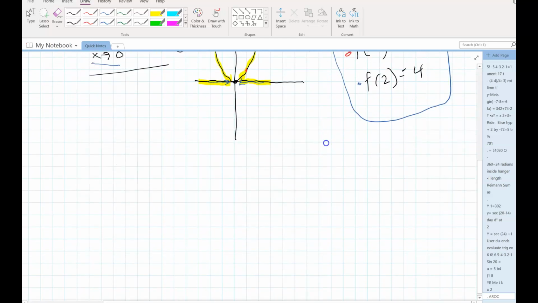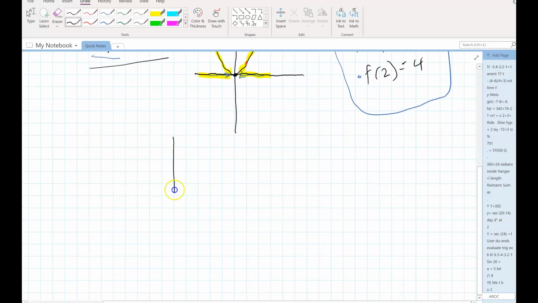Okay? Now let's look at one that's a little bit different. Let's say that f of x is one of those really fun piecewise functions.